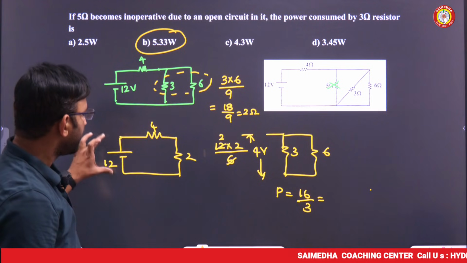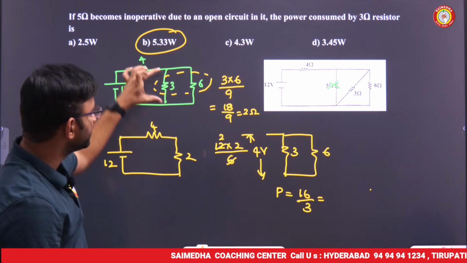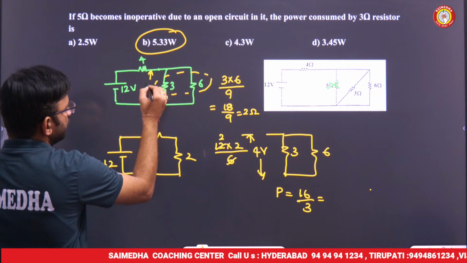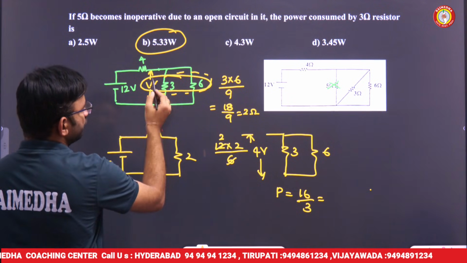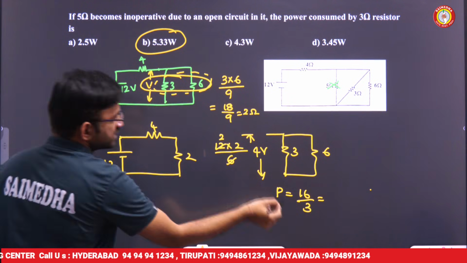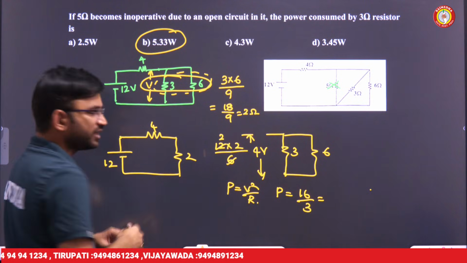I just found the voltage across this set. So the voltage across the 2 ohm is nothing but this set's voltage. Why? Because these two are connected in parallel, and voltage is the same in parallel. So V you already know, R you know. That's why I use the formula power equals V square by R. This is one method of doing it.